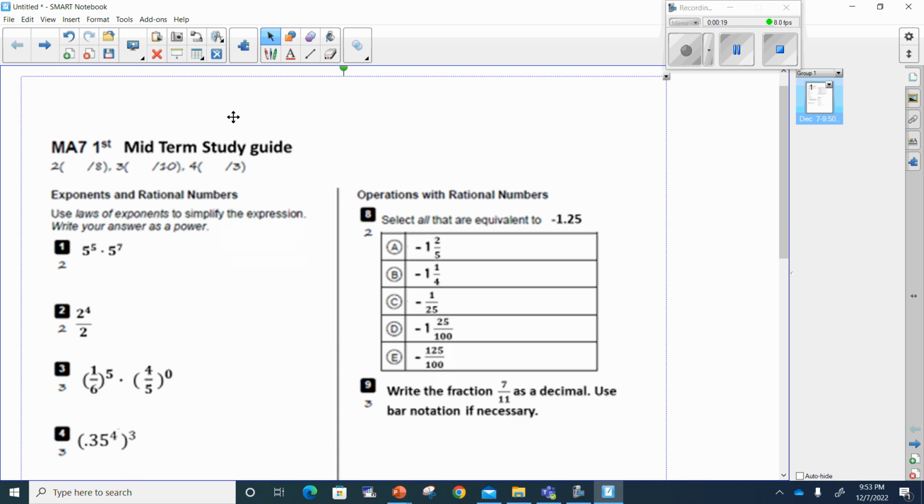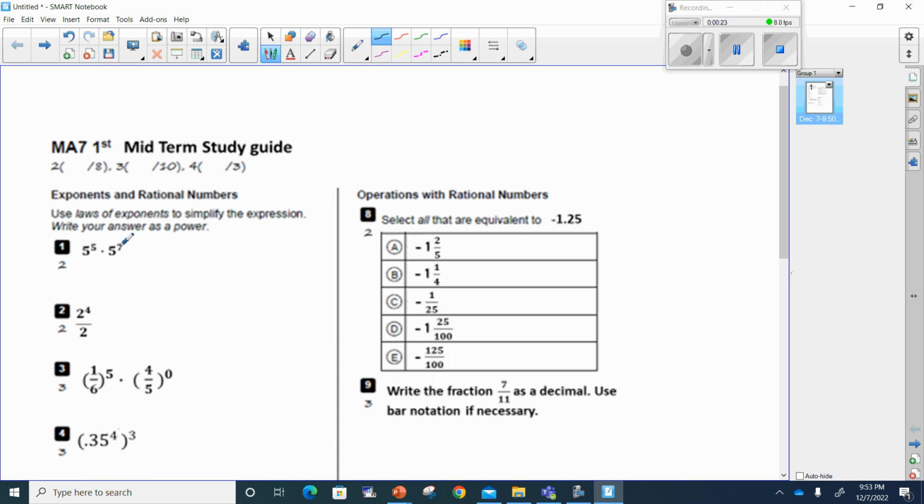And now we see that, yes, we have 5 to the 5th times 5 to the 7th. Well, we know it's really 5. When the base is the same, we can add the exponents. So this is 5 plus 7. That equals 5 to the 12.